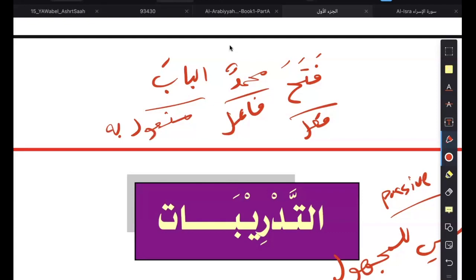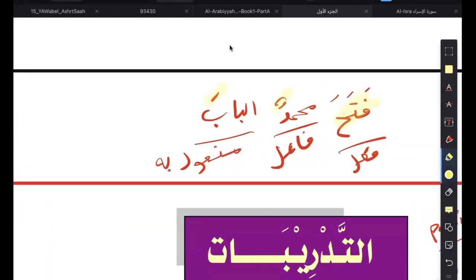And we also know that fa'il is always marfu', takes a damma, which is the subject, and the object, maf'ul bihi, is always mansub, meaning takes a fatha. This is something we should be very comfortable with right now. Fataha here is your standard active verb. Fataha Muhammadun al-bab. Let me write in English what it means, so it will be easier. Muhammad opened the door.